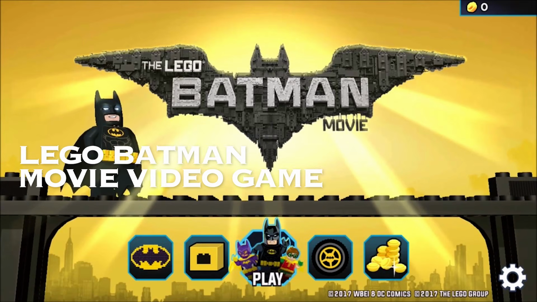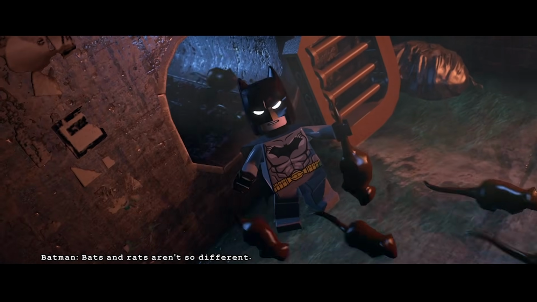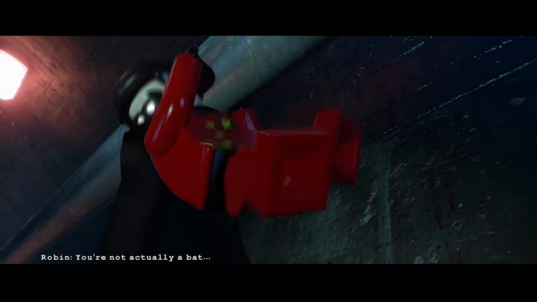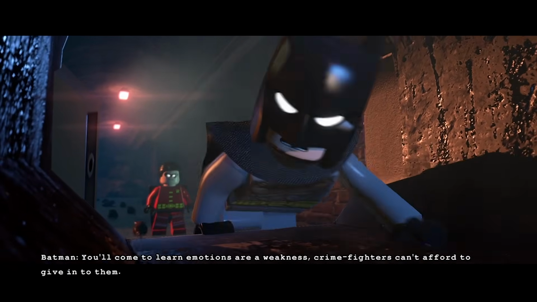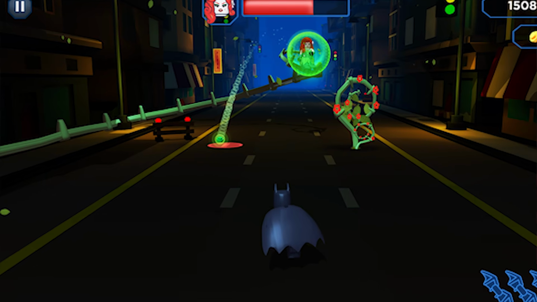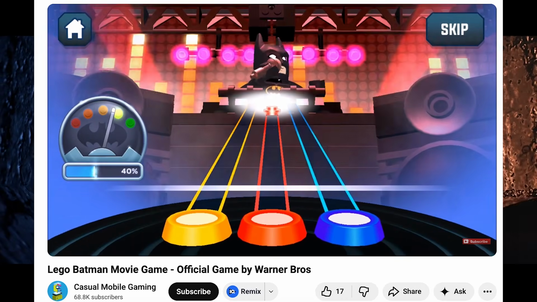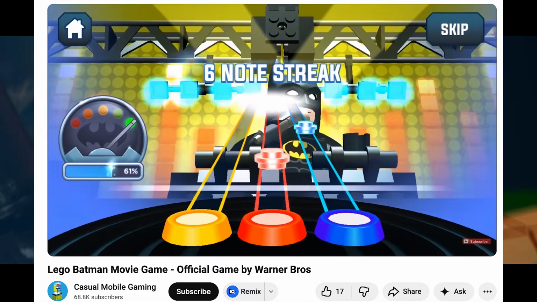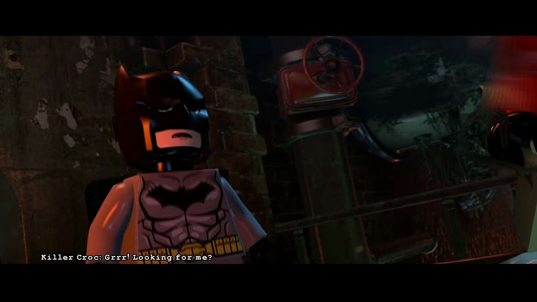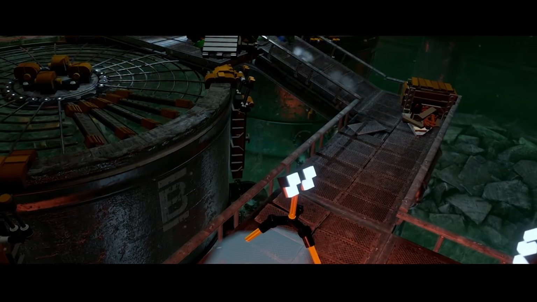LEGO Batman Movie, the video game. Unlike the other three LEGO motion pictures, more specifically both LEGO Movie 1 and 2 and the LEGO Ninjago movie, the LEGO Batman movie never really had a proper video game tie-in. There was this mobile game which was like this really weird Subway Surfers dupe and also Guitar Hero dupe in one. The rhythm aspect didn't really have music, like the music, if you could even call it that, was like something that I would make in GarageBand when I was in elementary school.